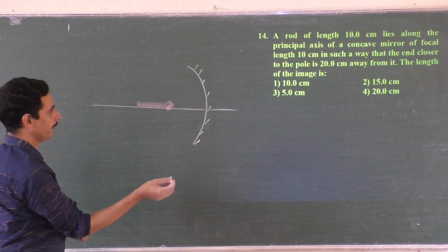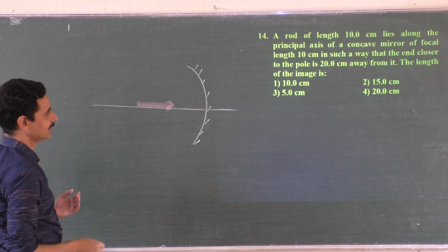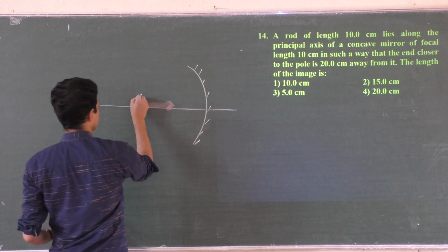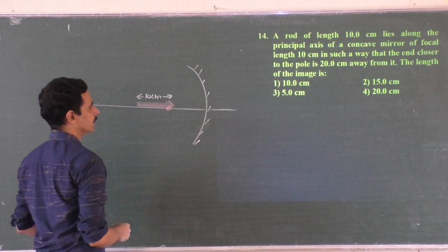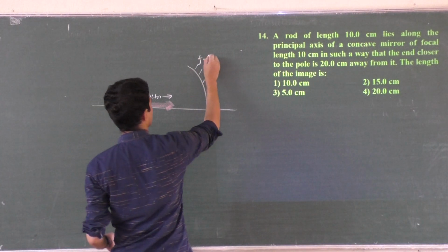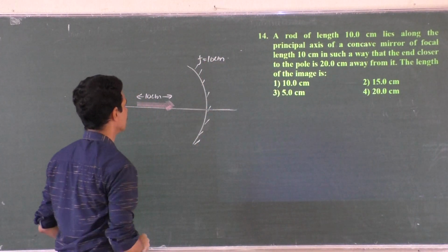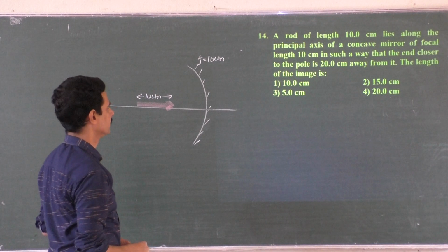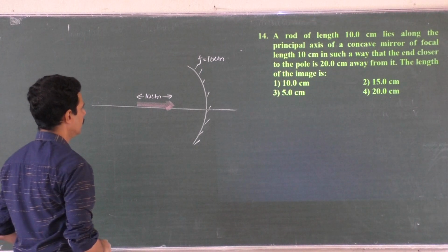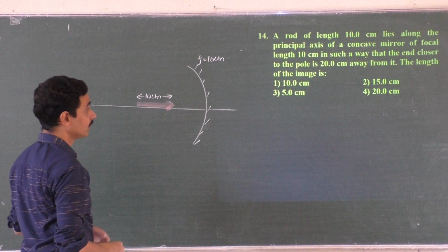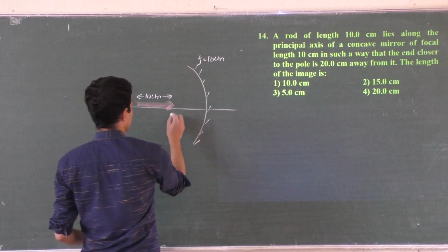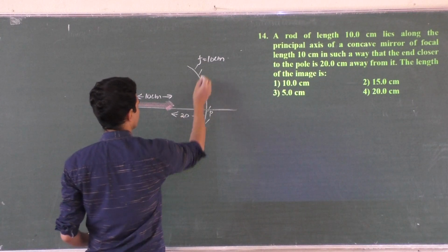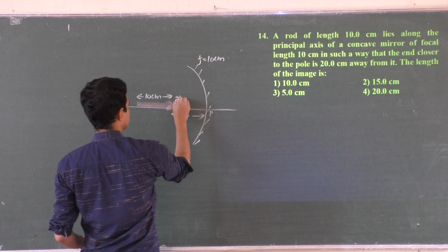Now, a rod of length 10 centimeter lies along the principal axis of a concave mirror of focal length 10 centimeters, in such a way that the end closer to the pole is 20 centimeter away from it. The end closer to the pole is this one. This is 20. Now is it not 2f? Because the focal length is 10, so this is the 2f position, correct?